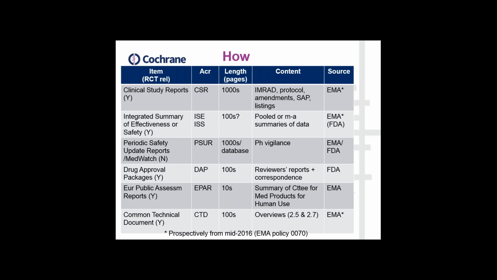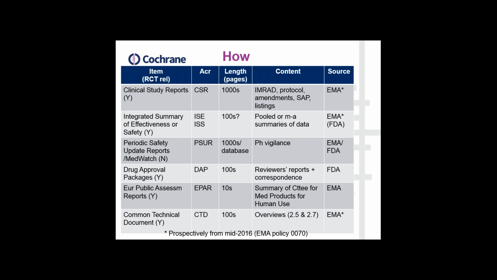Then we have integrated summaries of effectiveness and safety, which are part of pharma submissions to FDA, hundreds of pages probably, and they contain pooled or meta-analyzed summaries of the data used to support the manufacturer's application for a license. Then we have reports from pharmacovigilance, this is pharmacovigilance from the manufacturer. These are called PSURs, or MedWatch in the US. They're not related to trials, and the periodic safety update reports could be thousands of pages and sometimes literally screen dumps of listings of adverse event reports or possible adverse event reports, classical pharmacovigilance.